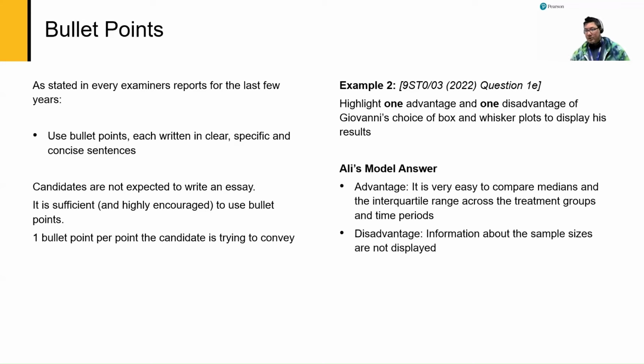So my model answer here would be advantage: it is very easy to compare medians and the interquartile range across the treatment groups and time periods. And then another bullet point for disadvantage, and then we can go.